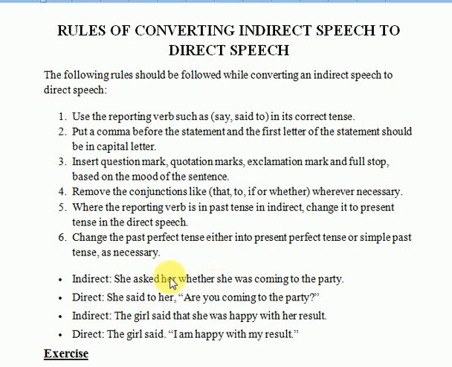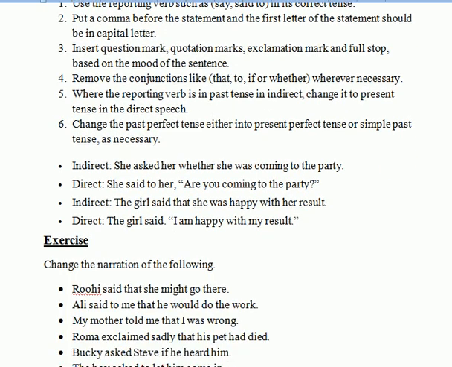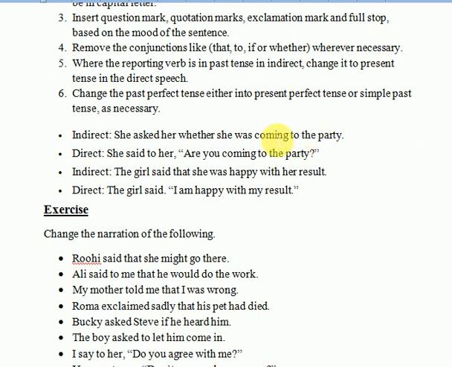So what are we going to do? Whenever we find any indirect speech sentence, like "She asked her whether she was coming to the party," its look is going to tell us that this is indirect narration, so we are going to change it by splitting it into the reporting speech and the reported speech. "She asked her" is the reporting speech, "whether" is a conjunction, I'm going to underline it, and "she was coming to the party" is the reported speech. So we are going to change this asked into said to. This would be "She said to her."